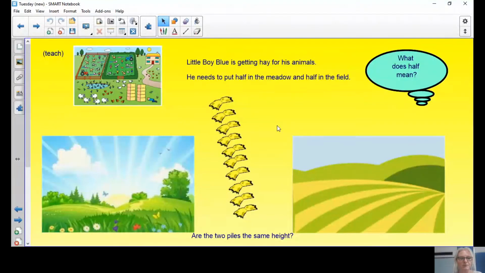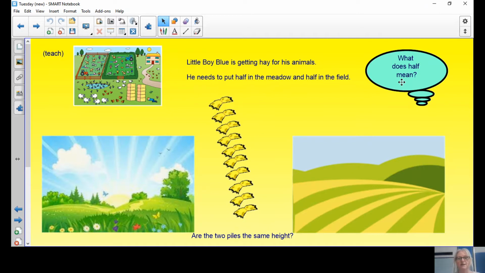Here he comes. So this is Little Boy Blue, fast asleep in the field. Can you see him there? And there's the farm that he lives on. I can see the farmhouse and everything. And it says here, Little Boy Blue is getting hay for his animals. He needs to put half of the hay, and there's all the hay, in the meadow. And he needs to put half of the hay in the field.